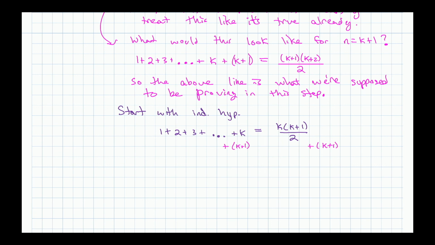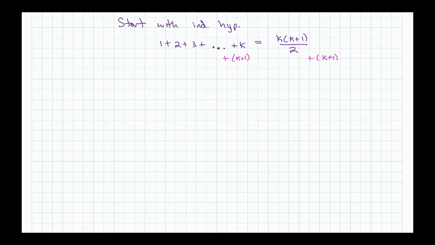Okay. You're doing valid algebra. So you start with the induction hypothesis that you know is to be true. And then I decide to add k plus 1 to both sides because I think it will help me. Let's see if it does. So I get 1 plus 2 plus 3 plus ... plus k plus 1 on the left. That's what I want. That's fine. And on the right, I just have k plus 1 over 2 plus k plus 1. Okay, so this is where I am.